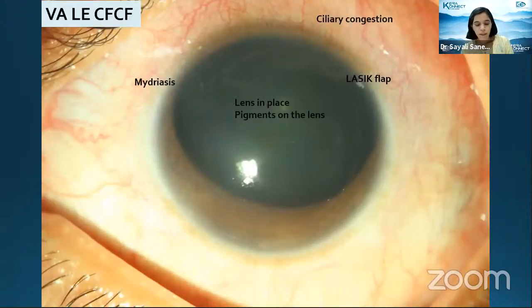The right eye had unaided 20/20 visual acuity and it was normal. Visual acuity in the left eye was counting fingers close to face. There was mild congestion in the eye. The LASIK flap was in place, but there was a diffuse haze in the flap. There was large mydriasis and the lens was in place. Next slide.